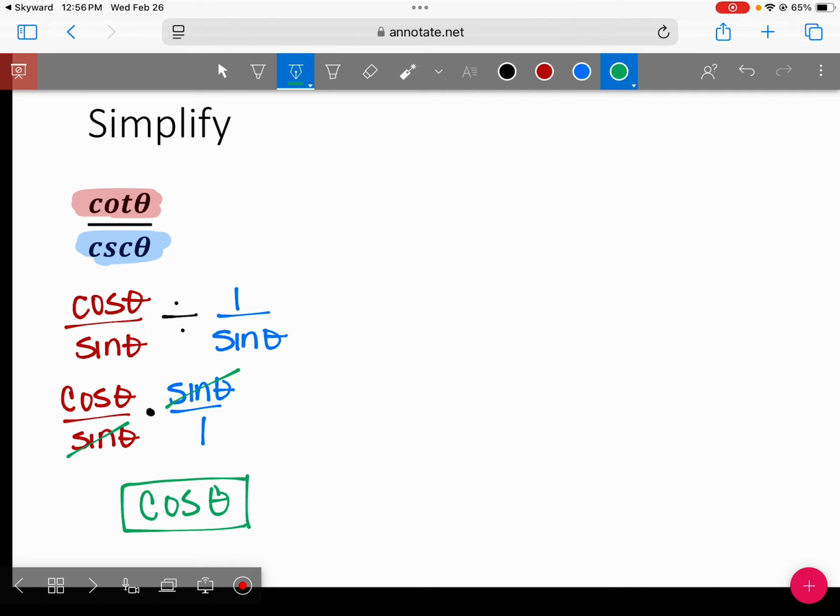With simplifying, you just keep going until you run out of things you can do. Once I get down to cosine, there is nothing else I can do. That's it. I'm done. That's my answer. So going back to the helpful hints, rewrite things in terms of sine and cosine. And then you have to know your fraction rules. All right, let's look at number 2.